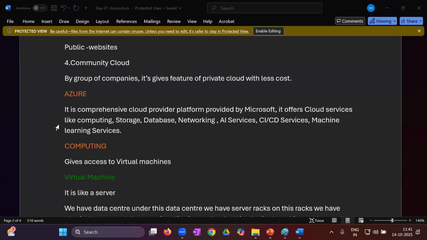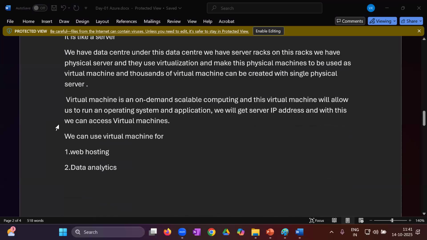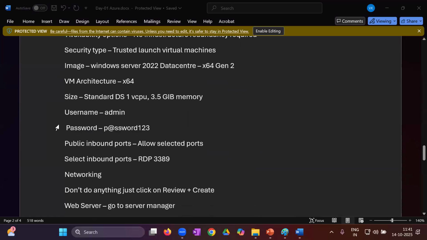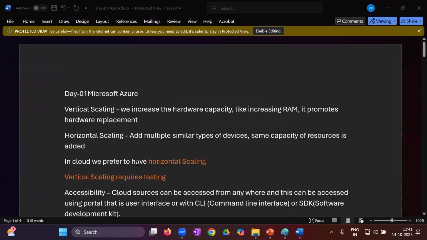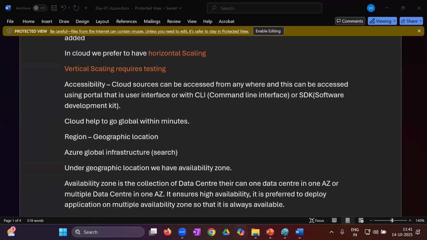Now, as I told you, in India we have it, and for Microsoft Azure also we have it in India, in Pune and Mumbai, I think. Clear? So all these things are not required for you. We just have to discuss all the basics only.